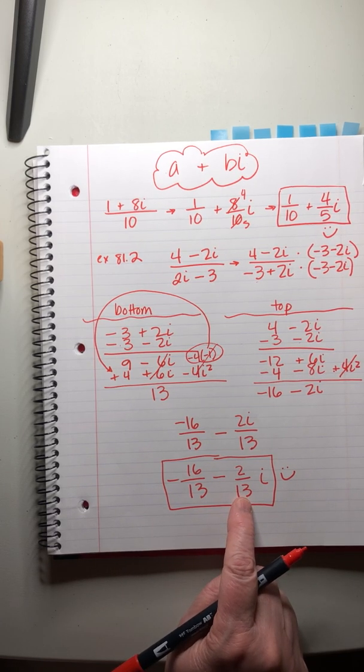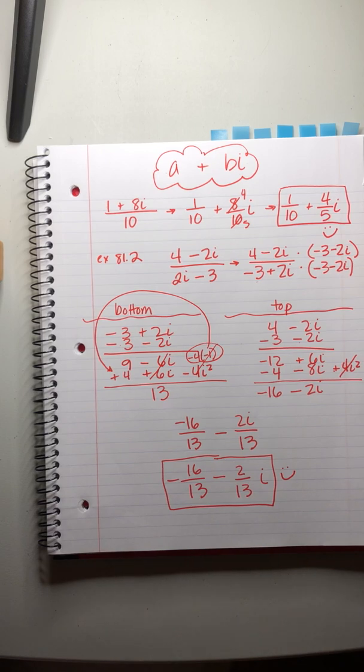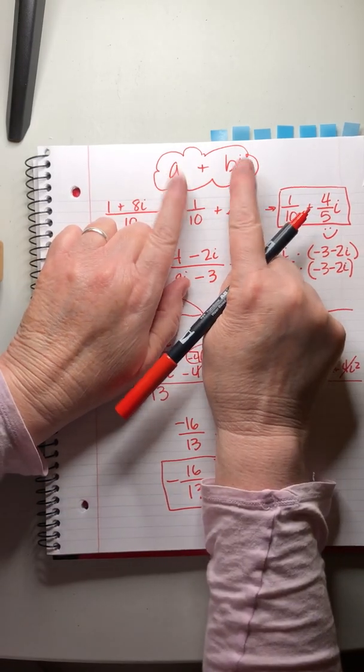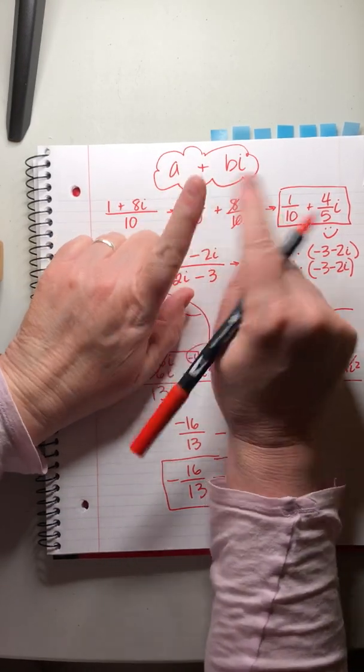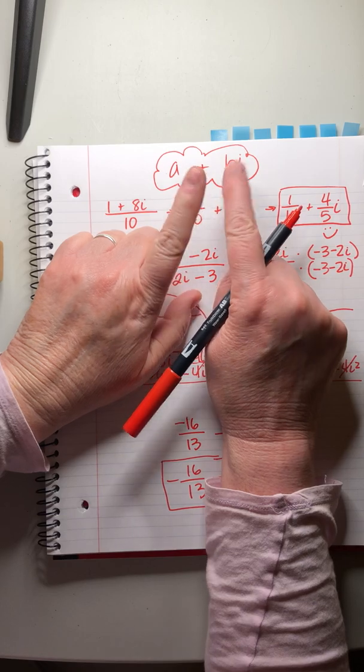So that is how we deal with complex numbers in the denominator. We multiply by the conjugate to make it go away. And then we make sure we present our answer in this form. That is the end of lesson 81.